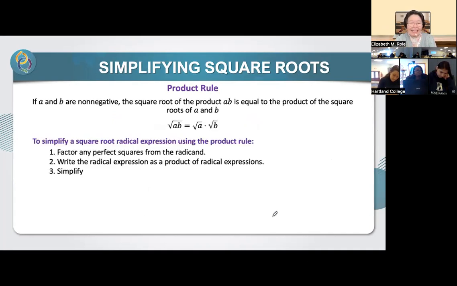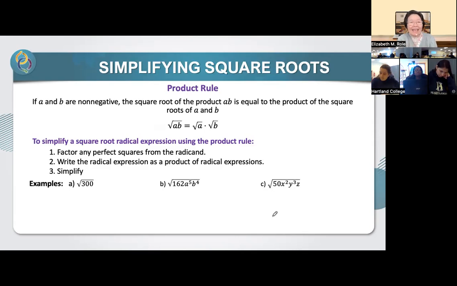Therefore, if you have square root radical expressions with letters and numbers, and the radicands are not really perfect squares, you can still find perfect squares within the radicand. So what we will do is take out the perfect squares and then move on with the evaluation of the radical expression and do simplification.